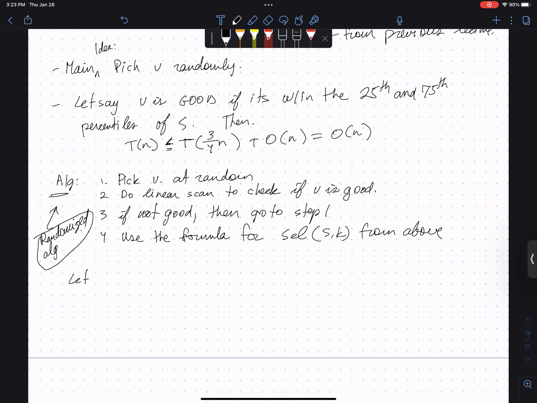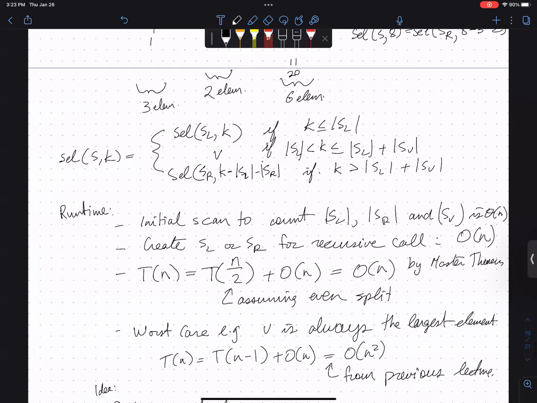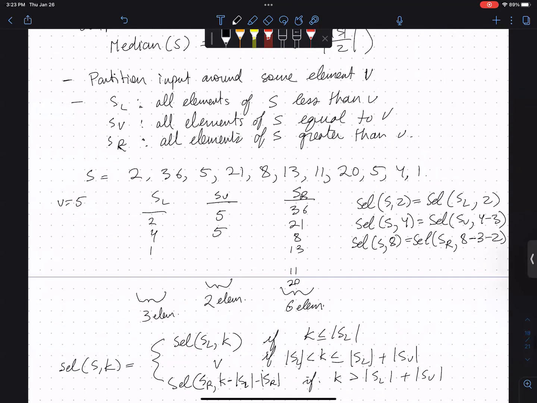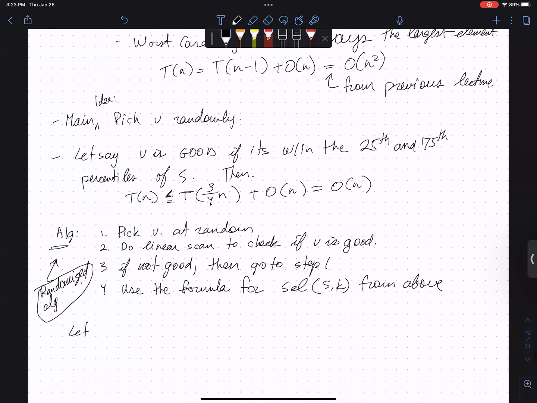So maybe you can help yourself for next time. Let's go back here. Let's say you picked 36. So you scan and you're like, 36 is too big. So you know for next time, you need a pivot that's less than 36. So that can help you. As we'll see, it's not going to help you asymptotically because it's already good enough. It's going to give you expected running time O of n.